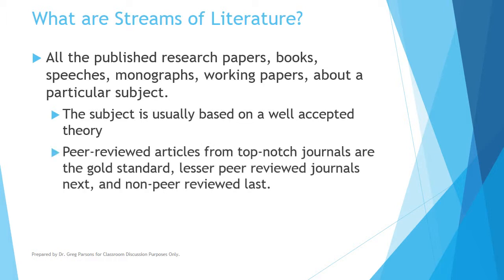In terms of how a stream of literature is evaluated, things that come from top-notch, peer-reviewed journals are considered the gold standard because they go through a higher level of inspection. For example, if you were in the medical field and you got something published in the New England Journal of Medicine, that would be a much higher accolade, considered much more significant than publishing in a regional journal or a non-peer-reviewed journal. So there are different levels of quality in terms of the journals themselves, how well they're respected in the field.